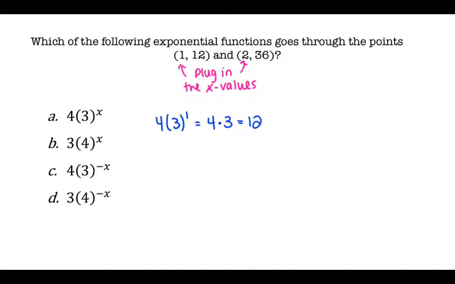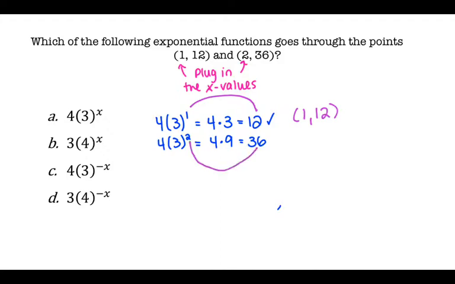So that works for this one because 1 comma 12 is the point. So 1 and 12 make the point 1 comma 12. And then we're going to plug in 2 this time for checking the other point that it needs to cut through. 3 squared is 9, and 9 times 4 is 36. And 2 comma 36 is this one right here. So that matches as well. So it has to be choice A.